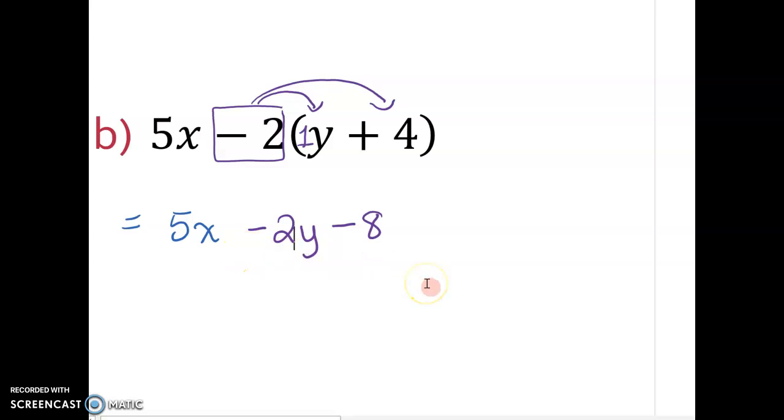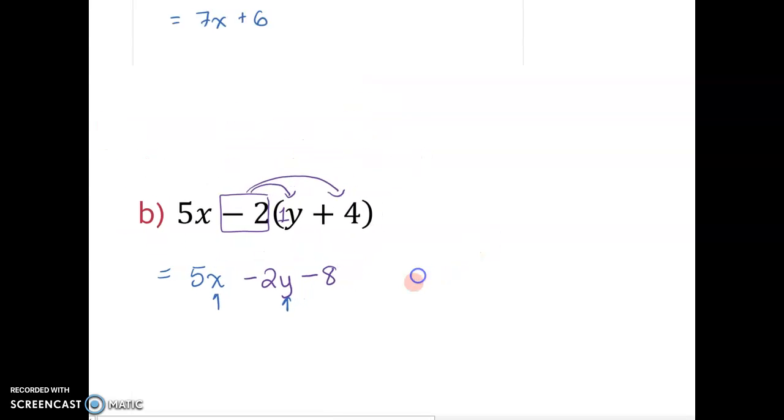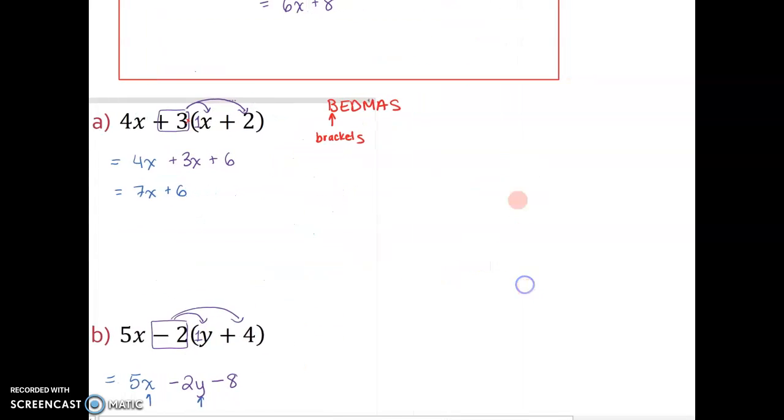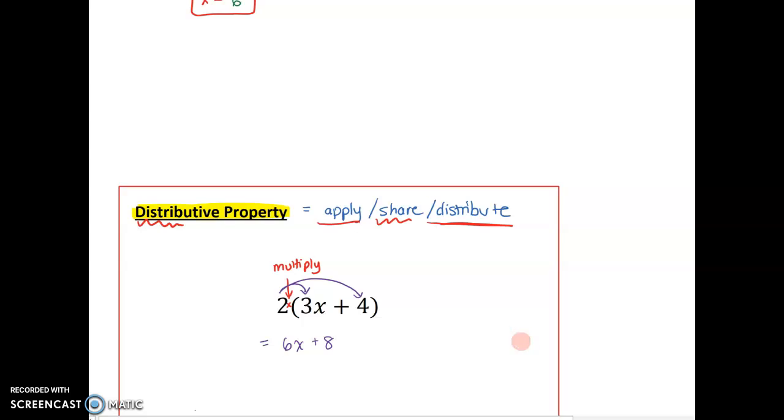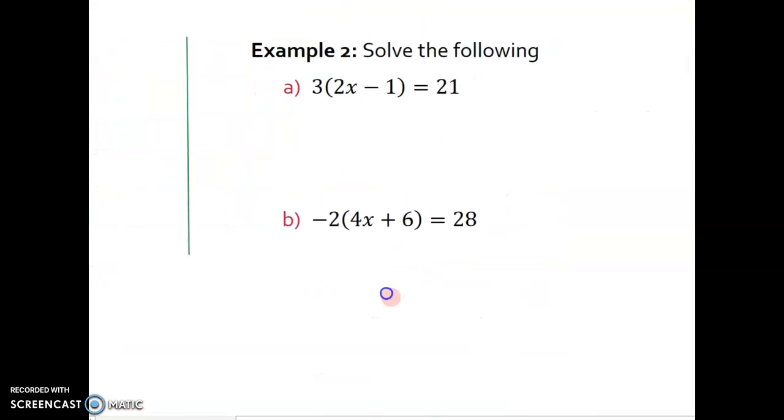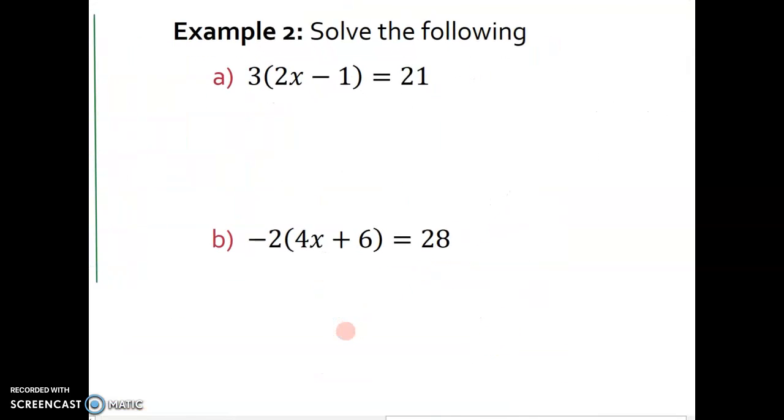Now, do we have any like terms? No. This one is x's. This is y's. You cannot collect them if they're not the same. Right? Okay. Hopefully you understand how to deal with those brackets. All right. Well, that's one thing.